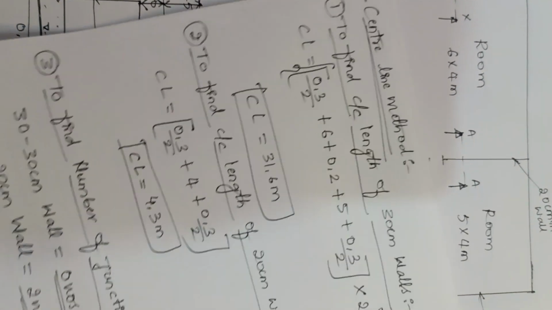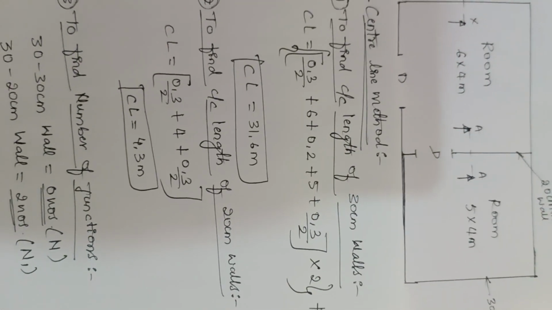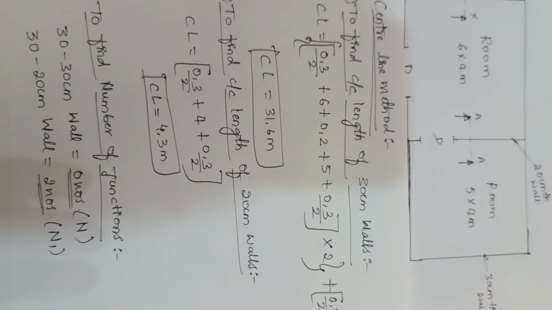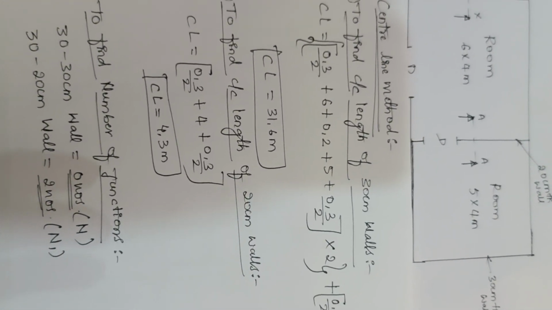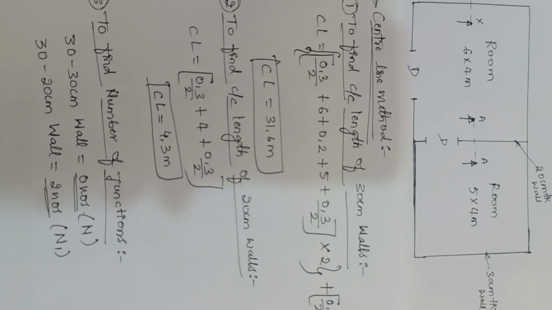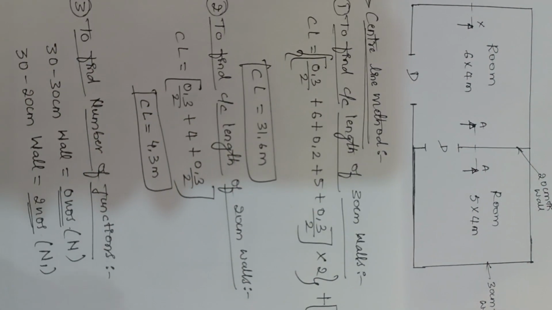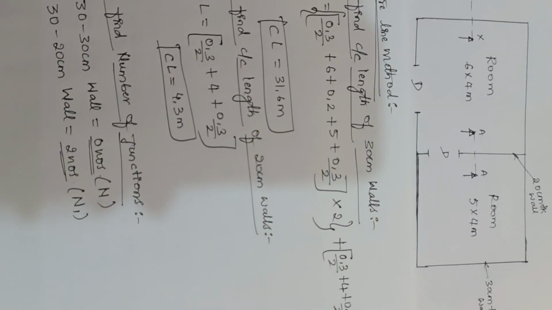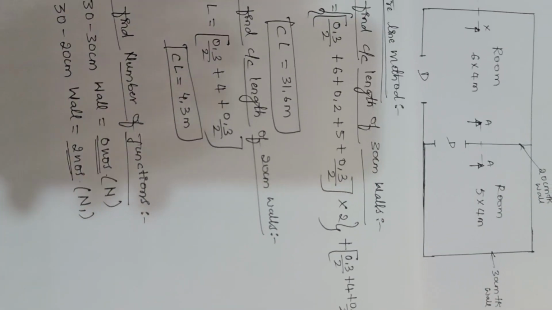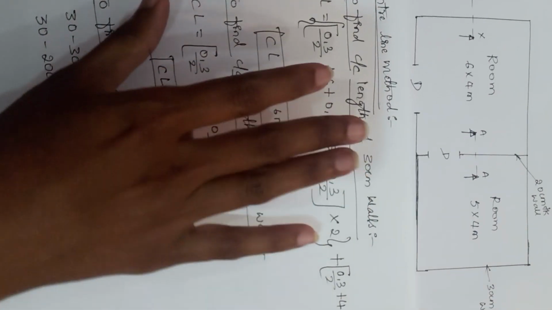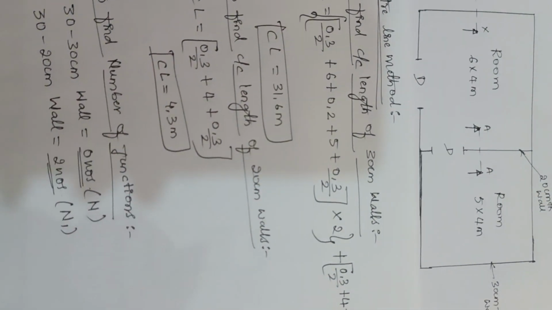The first thing is, as you have two different wall thicknesses, we have to find both lengths, first for the 30 centimeter wall and then for the 20 centimeter wall. In this plan, all the outer walls represent the 30 centimeter wall. To find the center length of your 30 centimeter wall, you have to refer to the center to center distance of the wall.